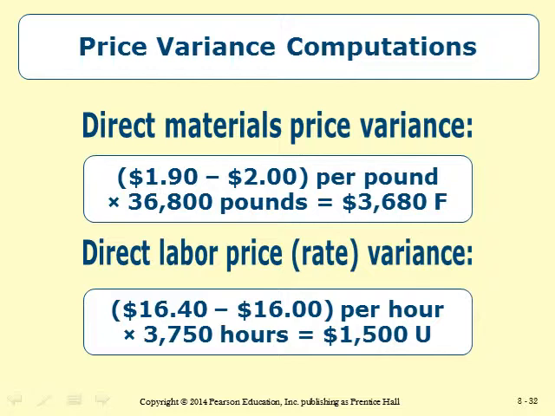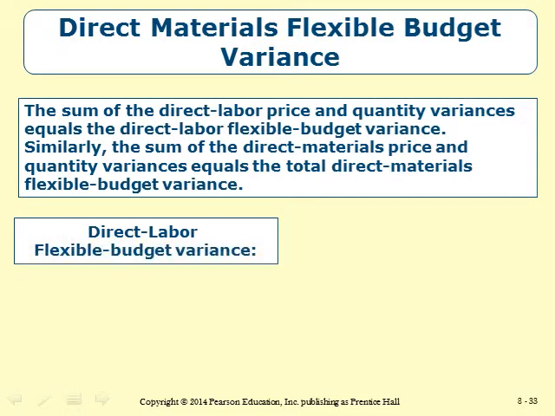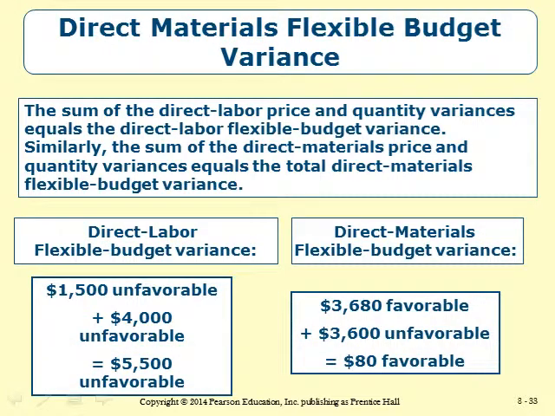And so what does all this mean? We've calculated quantity variances for materials and labor. We've calculated price variances for materials and labor. So what does all this mean to the analyst? By definition, the sum of the direct labor price and quantity variances equals the direct labor flexible budget variance. Similarly, the sum of the direct materials price and quantity variances equals the total direct materials flexible budget variance.